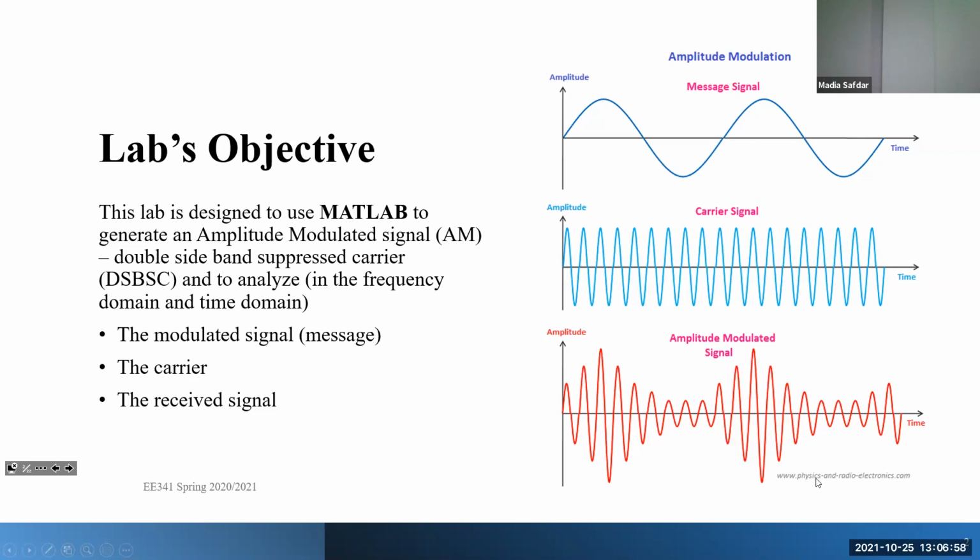So in this lab today, we will generate an amplitude modulated signal, double sideband suppressed carrier. First we will generate a modulating signal. What is the modulating signal? This is the message. Yes, the message signal is also known as the modulating signal. Then we will generate the carrier signal, and then we will receive that.